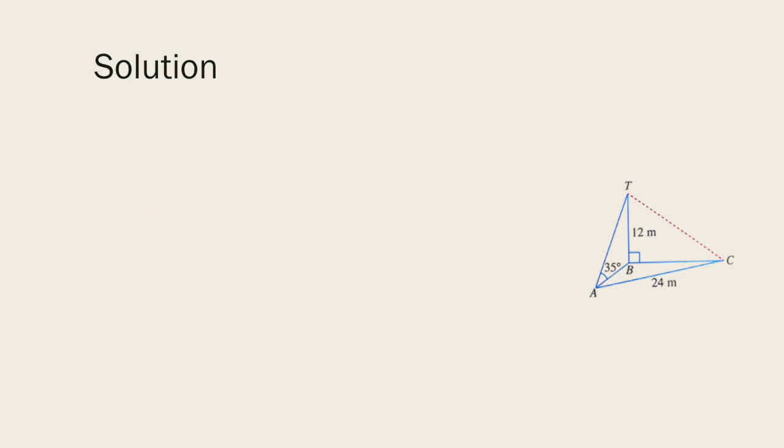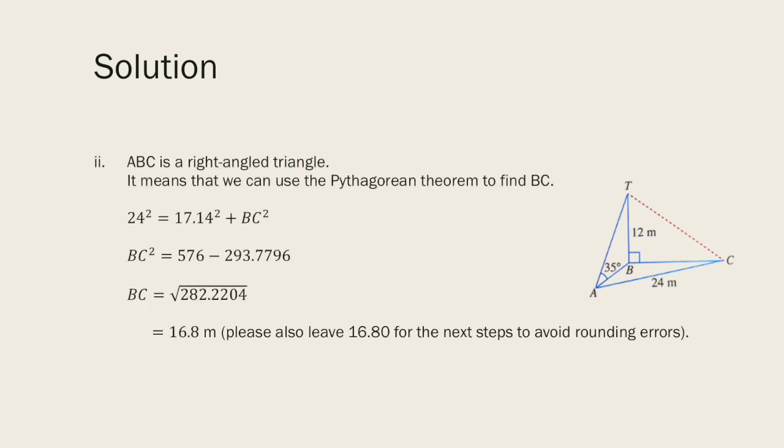Next, we are going to find the length of BC. Now, we can also see that ABC is a right-angled triangle since we know that the angle ABC is 90 degrees. It means that we can use the Pythagorean theorem to find BC since we have known the length of AB from the previous step. To do this, we can do 24 squared equals 17.14 squared, which is the length of AB, plus BC squared. BC will be equal to 16.8 meters.